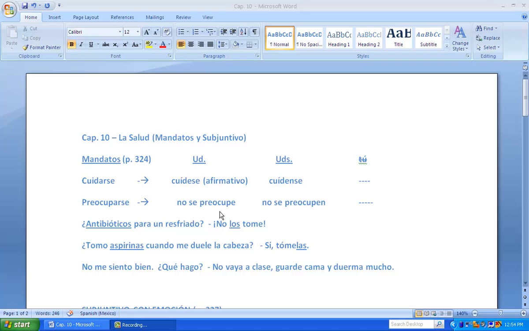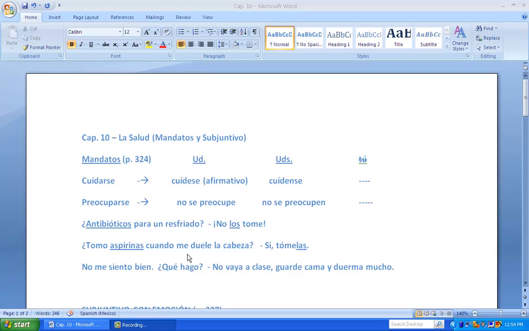If you're giving them a negative command, like preocuparse means to worry, and you tell somebody, don't worry, then the pronoun, the se in this case, but it could also be a me, or a le, or a los, or a las, comes in front of the verb. So don't worry is no se preocupe. And if you're talking to a group of people, it's no se preocupen. Here's an example. Antibióticos para un resfriado, no los tome. Don't take them. You don't need antibiotics for a cold. Don't take them. No los tome.